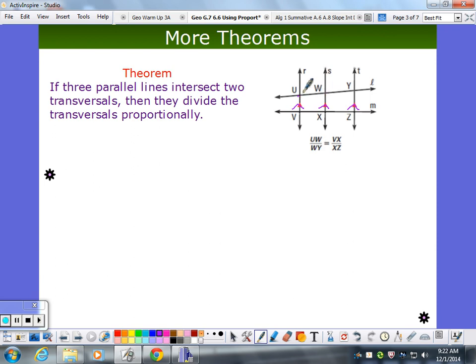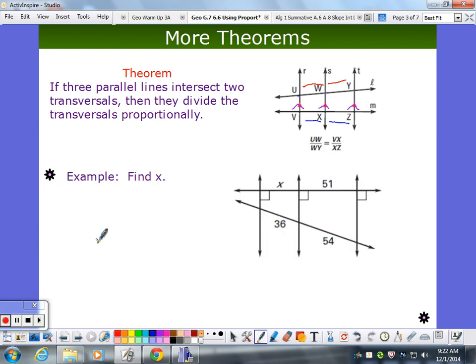So UW to WY is the same as VX over XZ. This to this equals that to that. So let's look at an example here. I want to find the X value.